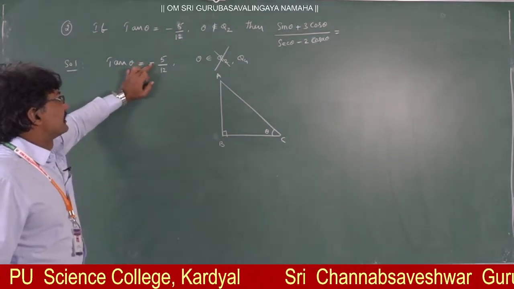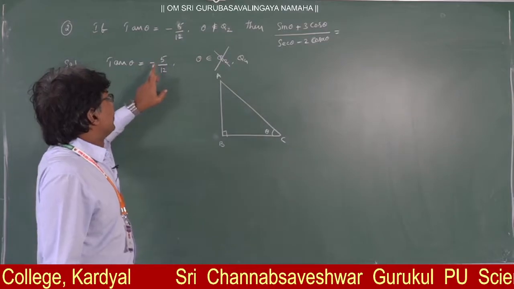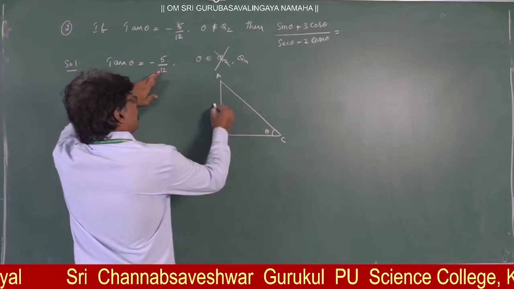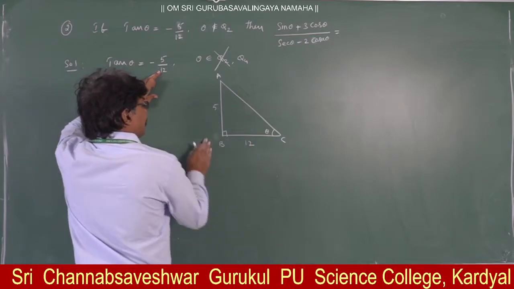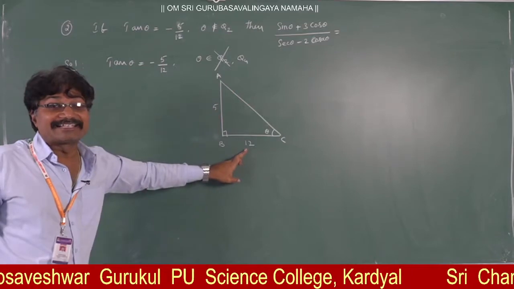Tan formula, symbol denotes quadrant. That is very, very important. Need not write the symbol in the diagram. Tan theta is equal to opposite side by adjacent side.